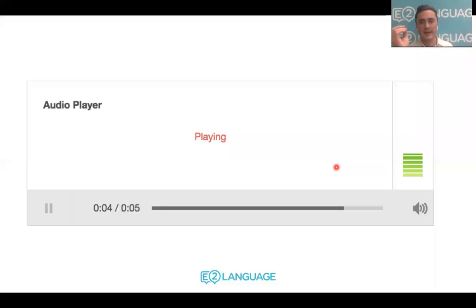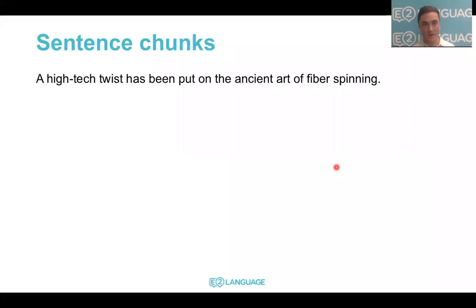Next one. Again, copy the way that I say it. And don't hesitate, don't pause, don't um and ah. And if you get stuck, just push through and say all the words you can remember. In 3, 2, 1. A high-tech twist has been put on the ancient art of fiber spinning. A high-tech twist has been put on the ancient art of fiber spinning.